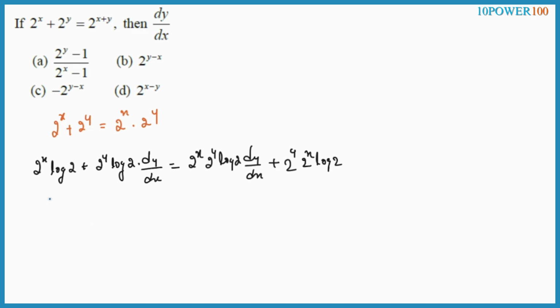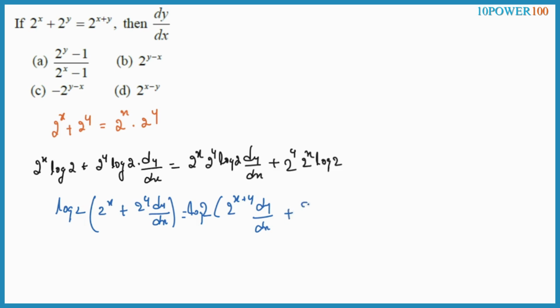Now if you take log 2 common on both sides, we get log 2 of (2 power x plus 2 power y dy by dx) is equal to log 2 of (2 power x plus y). I'll rewrite this: 2 power x plus y into dy by dx, plus 2 power x plus y. Okay, we can cancel log 2 and log 2.